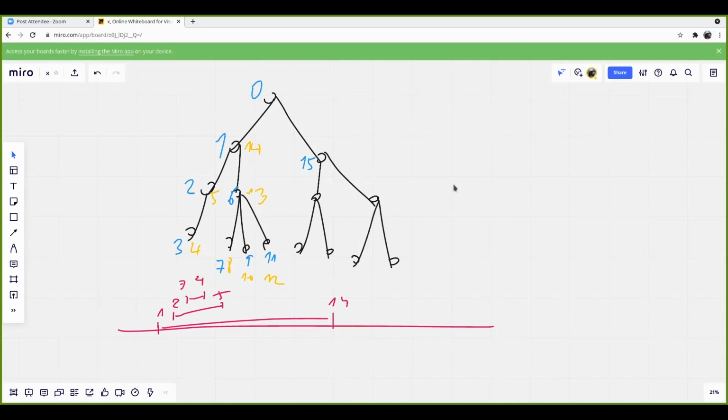And after the interval 2,5, we had another interval 6,13. And what we can see now is that for any two vertices in the tree, there are only two possibilities. Either their intervals are nested within each other, so one of them is strictly smaller than the other, and the smaller one is completely inside the bigger one. This is one possible case. Or the other possible case is they are disjoint, so one of them ends, and only afterwards the other one begins.